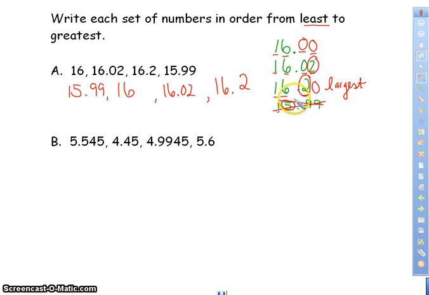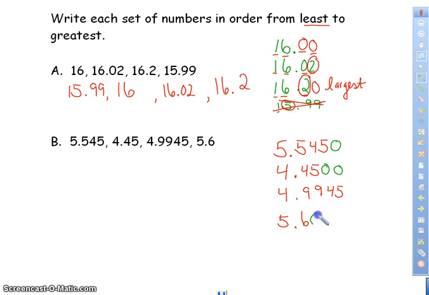Okay, so lining them up does really help you figure out the correct place value, and it shows you very easily the values that are larger or smaller. So I'm going to do the same thing for B. I'm going to line them up. 5 and 545 thousandths, 4 and 45 hundredths, 4 and 9,945 10,000ths, and 5 and 6/10ths. And once again, feel free to fill in these blank spots so everyone has a number.